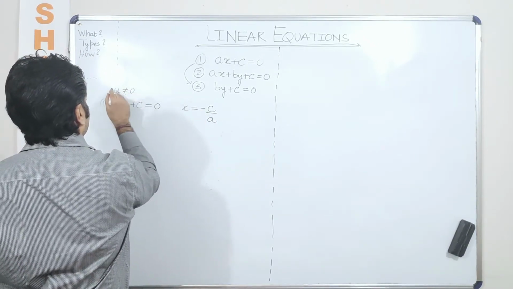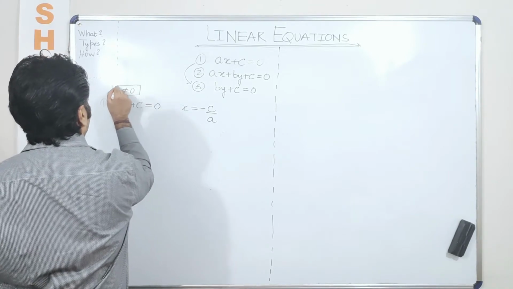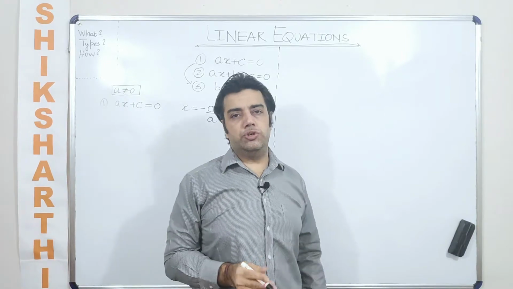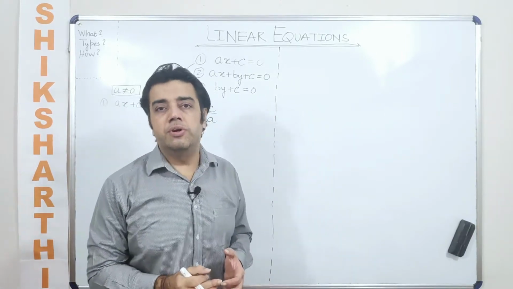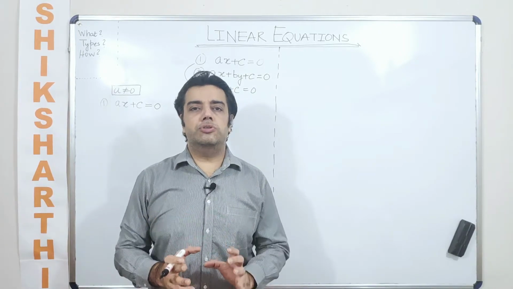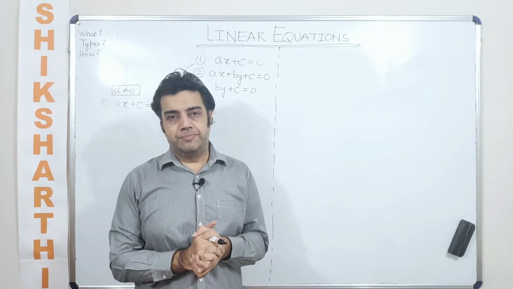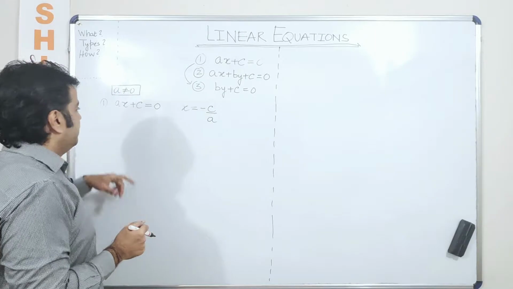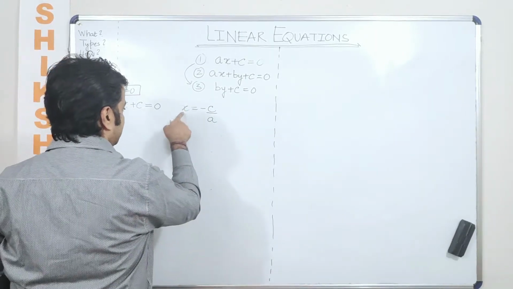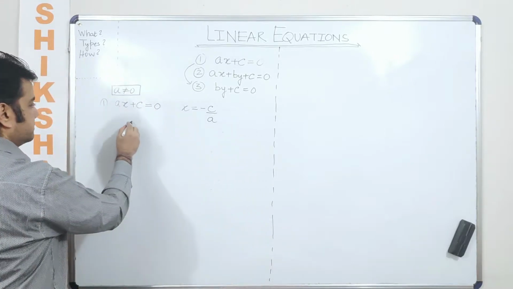Something that we had discussed in our earlier videos also, whenever you are forming a linear equation, you have to ensure that the coefficient of the variable raised to the power 1 should be a non-zero term, right? It should be a non-zero number value. Okay, so now let us see how to plot this.